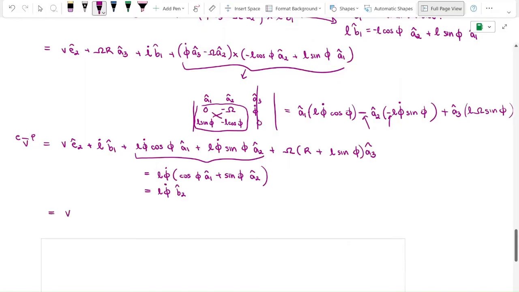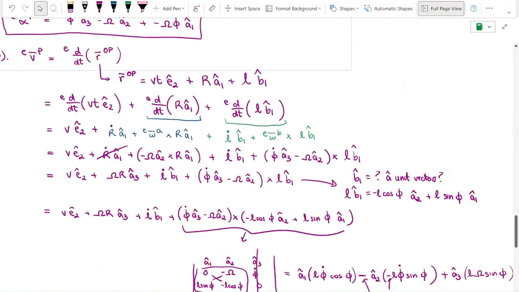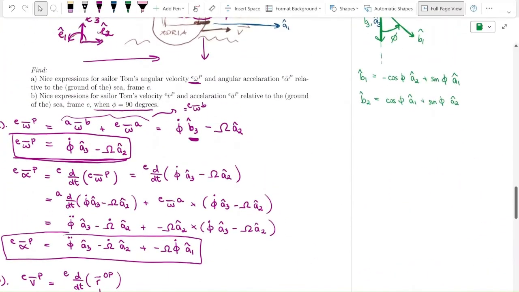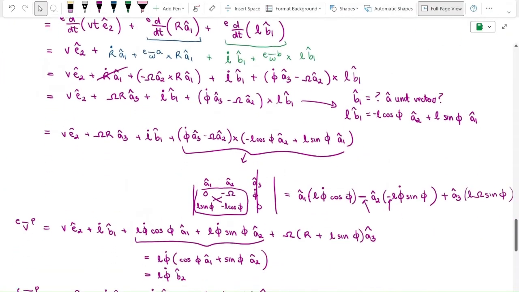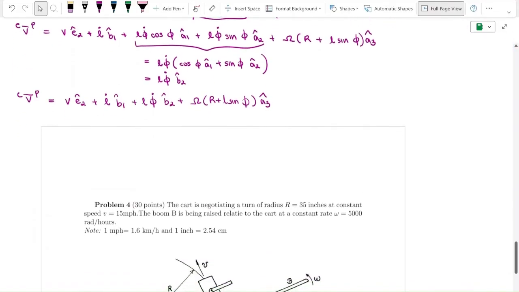So then our final expression is V E2 hat plus L dot B1 hat plus L phi dot B2 hat plus omega R plus L sine phi A3 hat. And then we're like, this is our final expression, but it is actually not, because this is asking us for the velocity when phi is equal to 90 degrees.